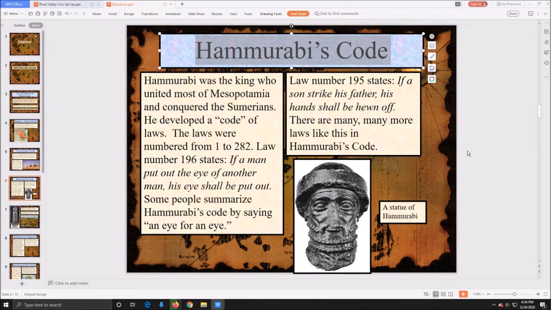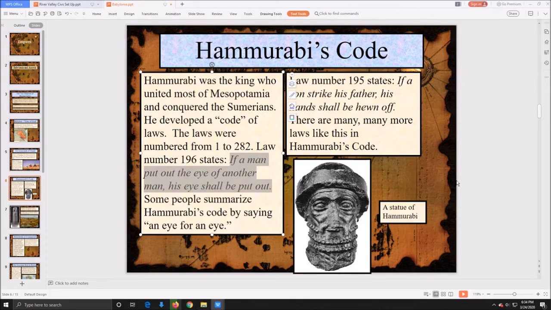You read in our warm-up the other day, I gave you 5 laws that you could pick from that Hammurabi had written, but he had written 282 altogether. The main law that he's known for is number 196, that says if a man put out the eye of another man, his eye shall be put out. Basically, what that means is if a man injures another man, like pokes out his eye, for example, then the person that committed the crime also has his eye put out.